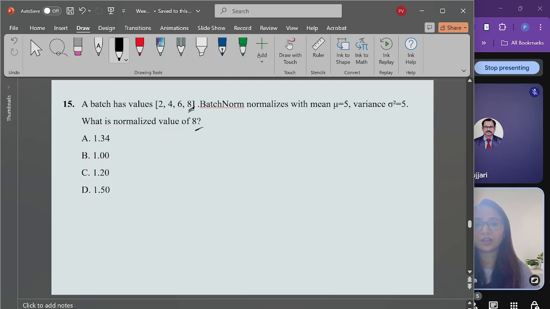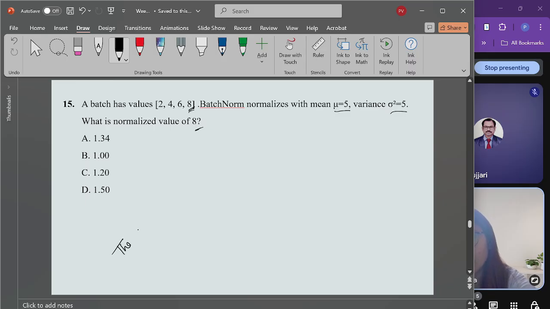So here already they have hinted: mean is given, variance is given. So what function are they using to normalize a batch? That is batch norm. So they have hinted you, so you can just do this.